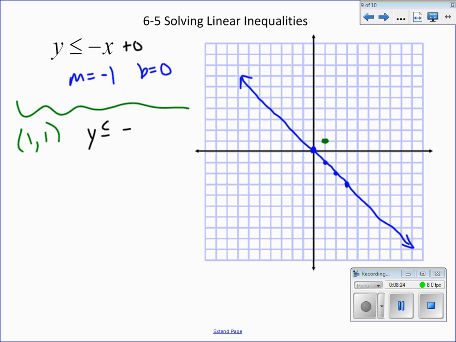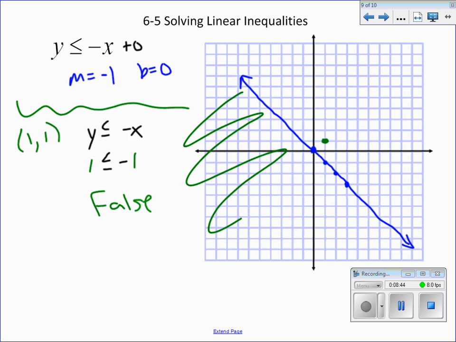We use the original inequality. We plug in 1. Is it less than or equal to negative 1? Well, is 1 less than or equal to negative 1? No. This would be false, because 1 is bigger than negative 1. So that means 1, 1 is not in the solution, so we are going to shade this region.